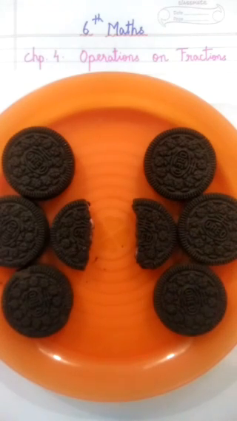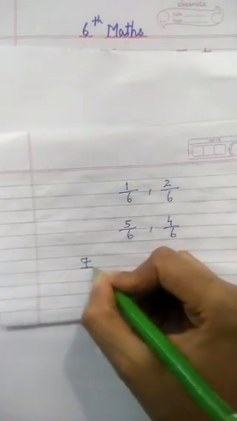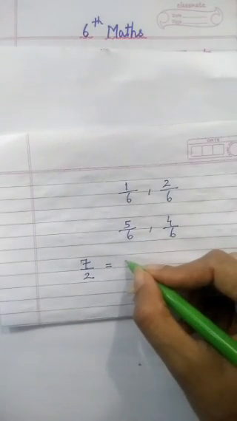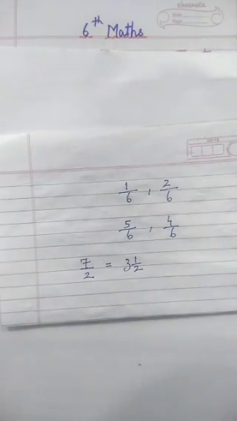Okay, so how many Oreo biscuits do we get? 1, 2, 3 and a half. 7 were there in all, and when they were divided by 2, shared by 2 people, each one gets 3 and a half. That's right. So if we go to check this, what do we get? 7 upon 2 is equal to, when we divided the 7 Oreo biscuits among the 2 of us, we got 3 and a half.